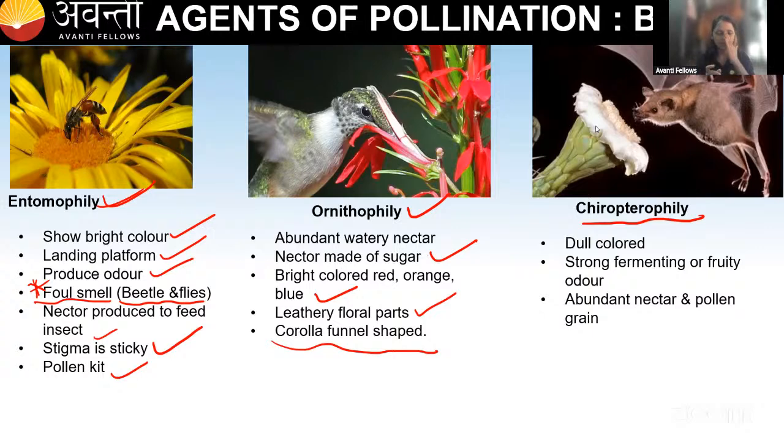Here you can see that flower. That flower is pollinated by bats, and you can see that flower is also large, and it will produce a fermenting smell. It will produce abundant nectar compared to the ornithophily flower. Also the pollen grain. You know that some insects will eat the pollen grain also. Some birds will also eat the pollen grains, and the bats also, not only the nectar.